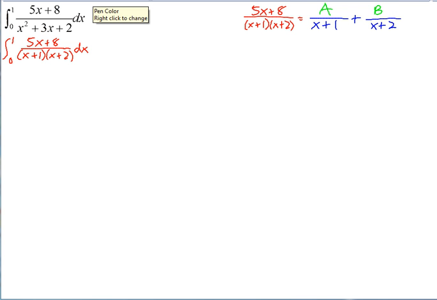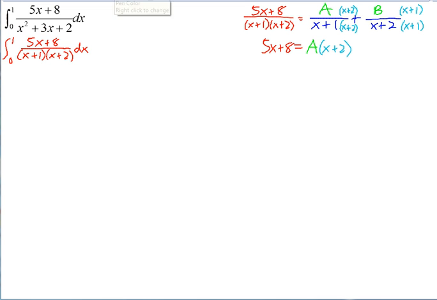Again, in order to add these two together, you need a common denominator. So this one you'd have to multiply the numerator and denominator by x + 2, and this one you'd multiply by x + 1. So if you multiply both sides of the equation by the LCD, (x + 1)(x + 2), all that's going to be left is 5x + 8 equals A times (x + 2) plus B times (x + 1). And then it's all for A and B.